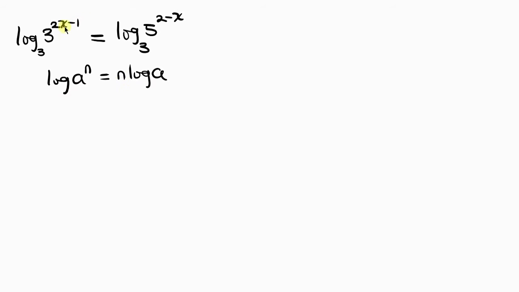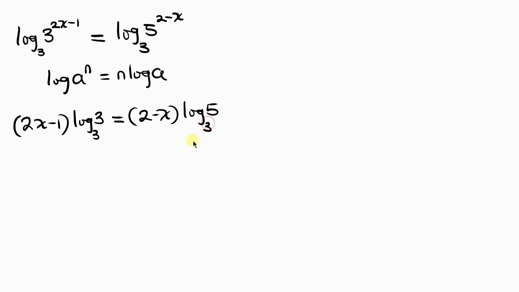So this is 2 to the x minus 1 times log 3 base 3. And this is equal to, we'll do the same thing here. So this becomes 2 minus x times log 5 base 3.